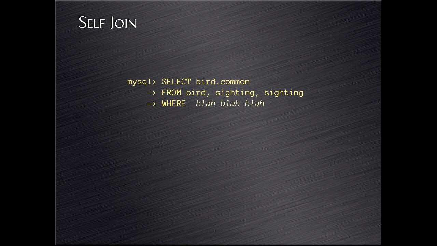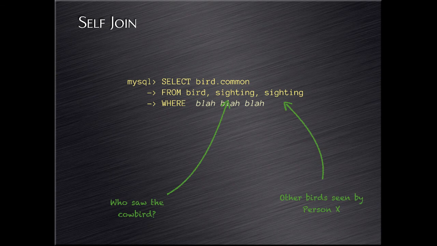I know this looks weird, but it's nothing we haven't seen before, right? So I'm going to use one copy of the citing table to answer the question, who saw the cowbird? And I'm going to use the second copy of the citing table to answer the question, which birds were seen by that person, mystery person X? So that's how I'm going to work that.